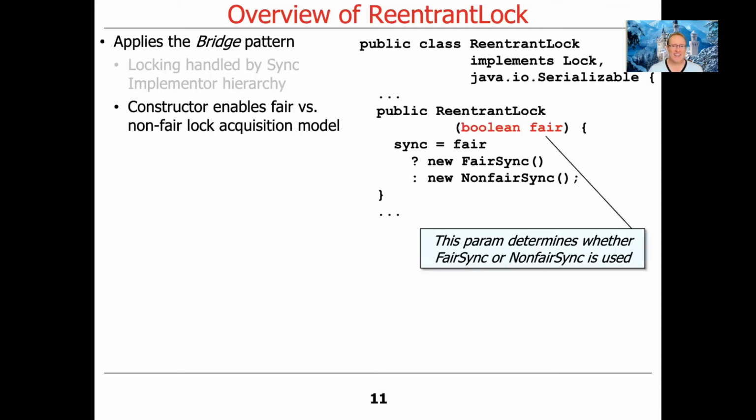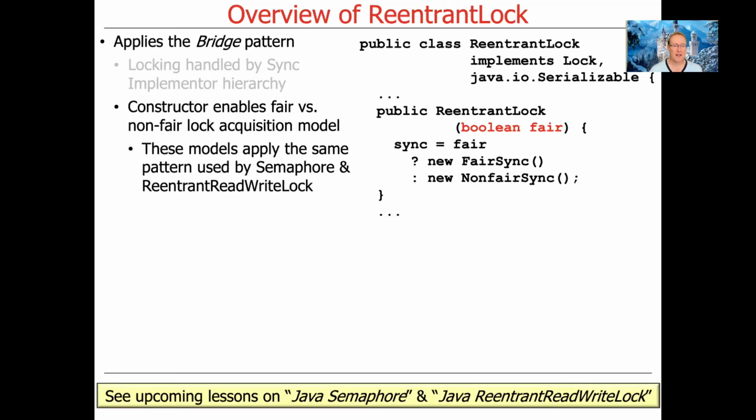The way in which the ReentrantLock selects between fair sync and non-fair sync semantics is based on a flag passed into its constructor. So one of the constructors for ReentrantLock takes a Boolean with a flag named fair. And as you might think when you look at the code here, if the Boolean is fair, then we make a new fair sync implementation. Otherwise, we make a new non-fair sync. And this allows selection between these different models when the object is created.